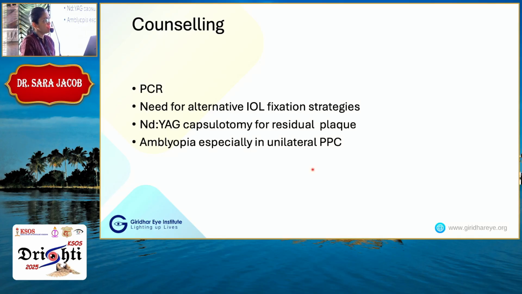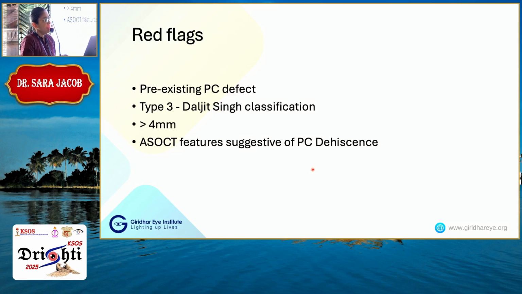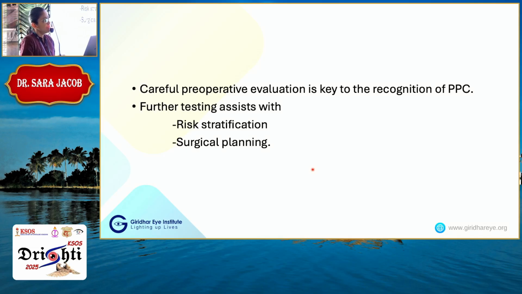The counseling should cover the higher chance of PCR, the need for alternative IOL fixation strategies, Nd:YAG capsulotomy for the residual plaque that may be needed, and amblyopia. The red flags to look out for are a pre-existing PC defect, Daljit Singh classification type 3, a plaque size of more than 4 mm, and ASOCT features suggestive of PC dehiscence. So careful preoperative evaluation is the key in recognition of PPC, and further testing like ASOCT assists with risk stratification and surgical planning.